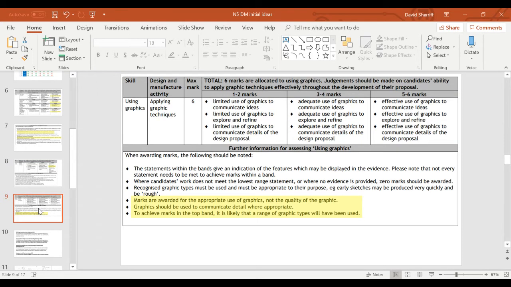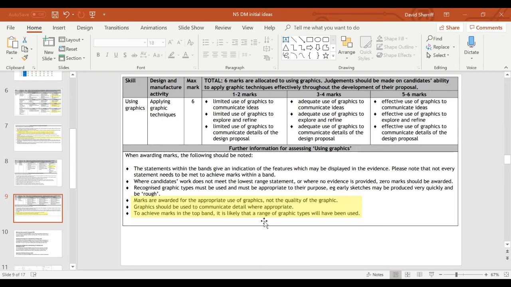And also, as you're continuing to use graphics, again, just highlighting to you here that it's not necessarily the volume of graphics, but it's the appropriate use of graphics. So, showing a two-dimensional view, perhaps a section where we've cut through to see something inside, see how something goes together. That would be an appropriate use of graphics. And to achieve marks in the top band, it is likely that a range of graphic types will be used.